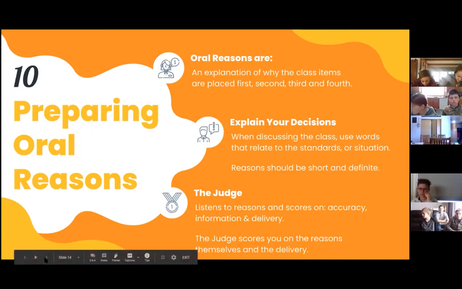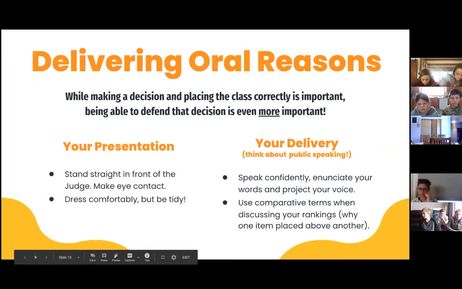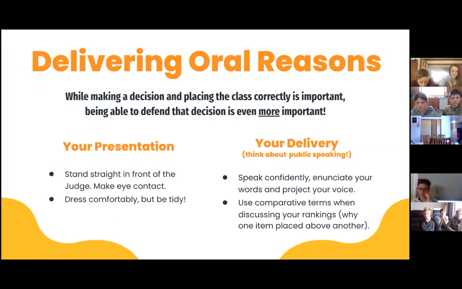When you're delivering oral reasons, while making a decision and placing the class correctly is important, being able to defend your position is even more important. Presenting your reasons is a lot like saying a speech, an impromptu, and many of the same rules apply. For instance, stand up straight in front of the judges, make eye contact, remove hats, caps, or other headgear, and set down your notebook. Yes, of course, you're going to be using your notes. Dress comfortably, but be tidy and wear clean clothes. Speak confidently, enunciate your words, and project your voice, but don't yell at the reason marker.